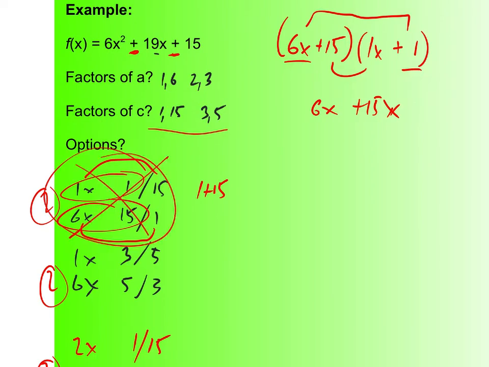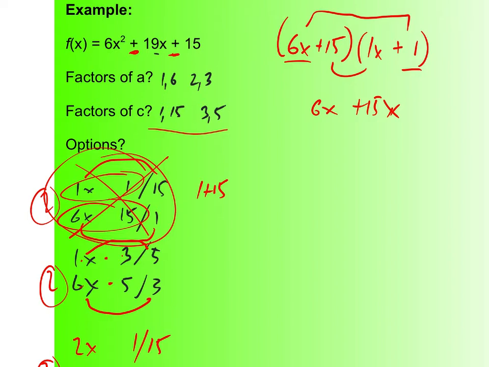Now, how about if we were to go with 1 times 3 here and 6 times 5? Well, 6x times 5 is going to give us 30x. 1x times 3 is going to give us 3x. Well, how about the other way? 1x times 5 is 5, and 6x times 3 is 18. Well, 5 and 18 is 23, so that's a problem.